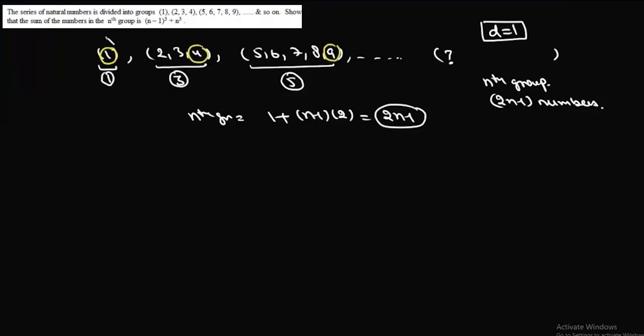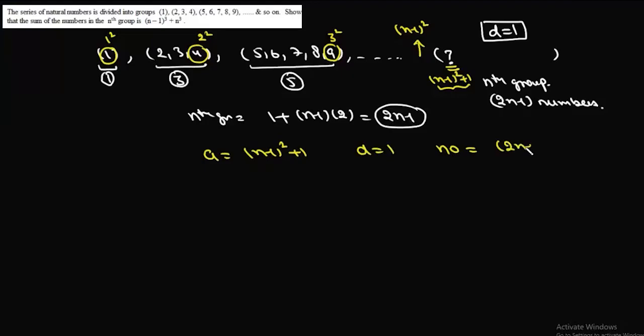So this is 1 square, this is 2 square, for the third it is 3 square, for this n minus 1th group last number will be n minus 1 square. So here this first term will be n minus 1 plus 1th term. So for this nth group, A is n minus 1 square plus 1. Common difference is 1. And number of terms is 2n minus 1.